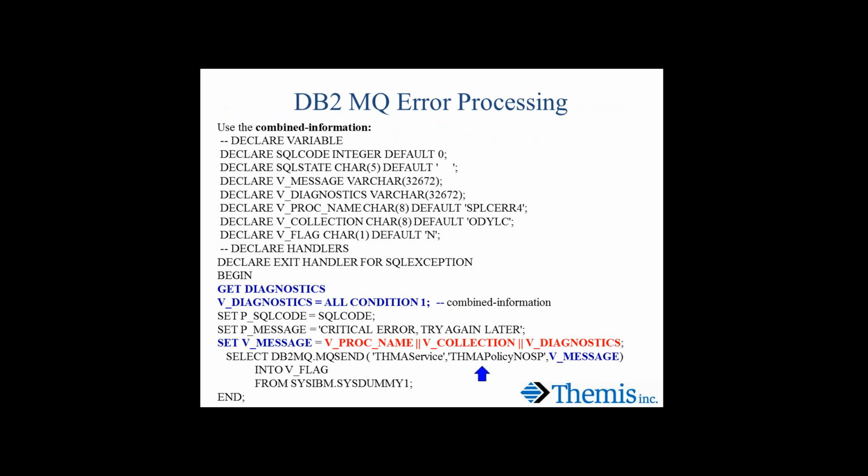Now we could also pass our error information and write it out to an MQ series queue. You want to make sure that it is a non-synchronized queue. In other words, an MQ series queue where the message is not going to be deleted if the procedure that sent it to the queue rolls back its unit of work. So we want that as a non-synchronized queue.